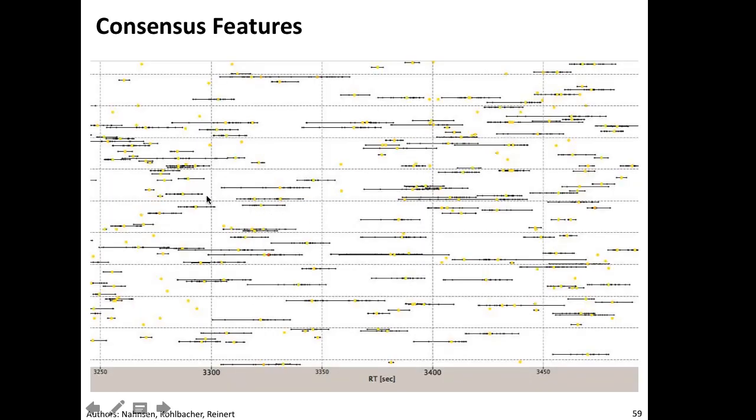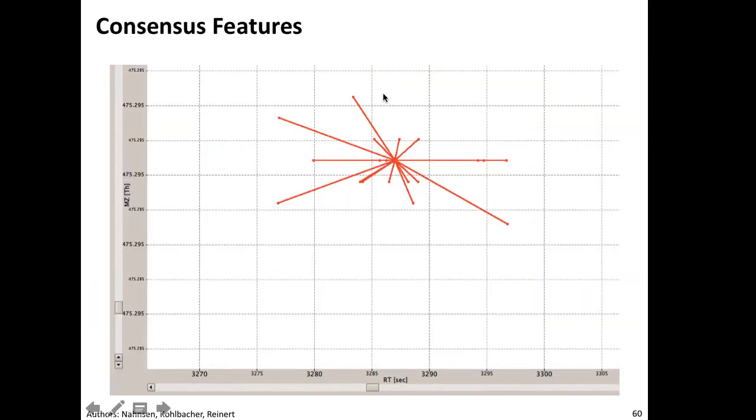They look like lines because the variation in retention time is, of course, much higher than the variation in M over Z. So when you zoom in, you see, of course, M over Z scatters as well. But the scatter is much lower than the retention time scatter. But you can see this here is a so-called consensus map.